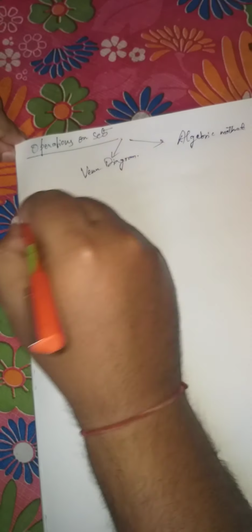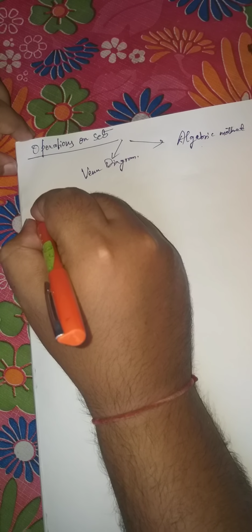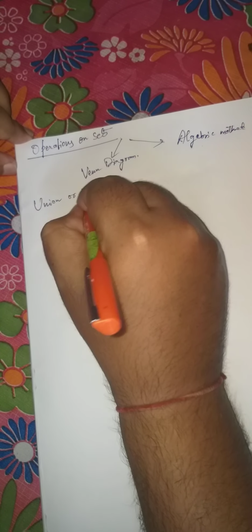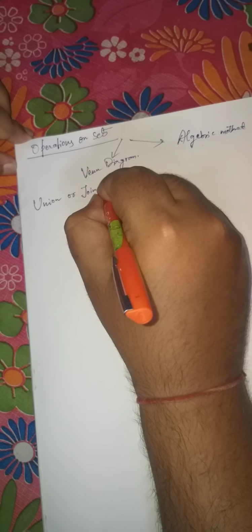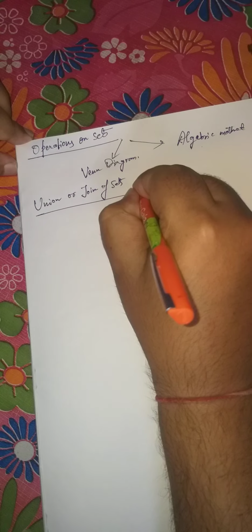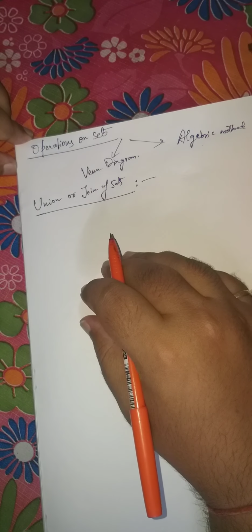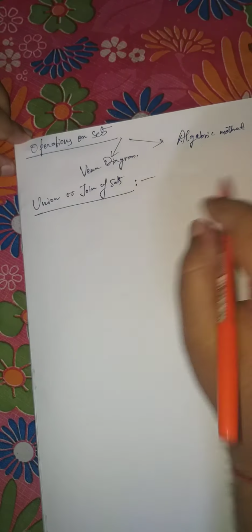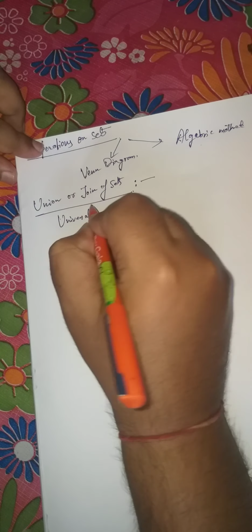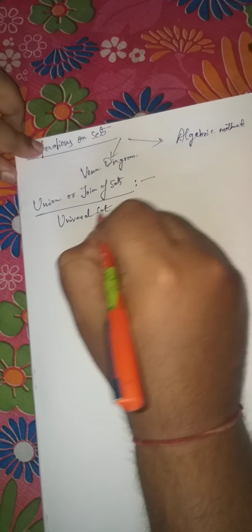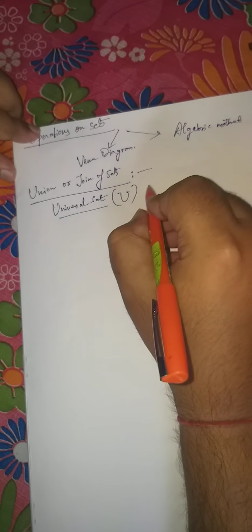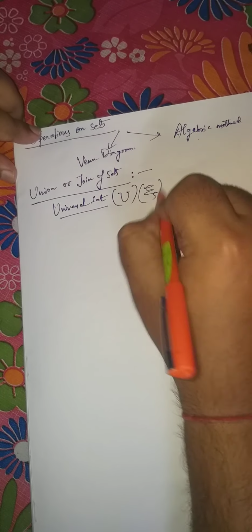So the first operation is union, or you can also say join of sets. Before starting union, listen, something about the universal set. This is symbolized by capital U, or sometimes also by epsilon.